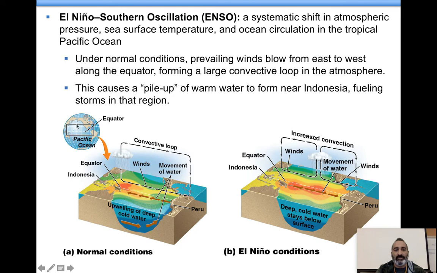So if you look at this picture, here's the ocean, here's the Earth. You got the equator right down the middle. So we're talking about an equatorial region, okay?